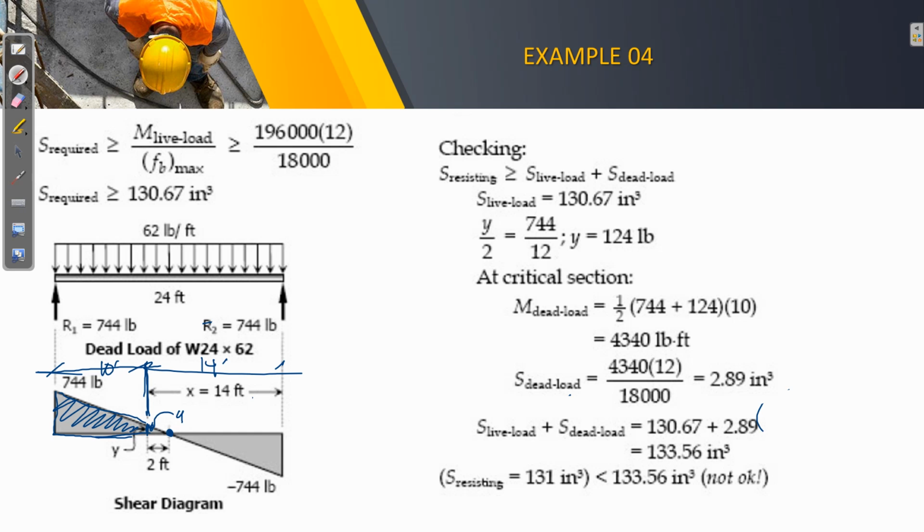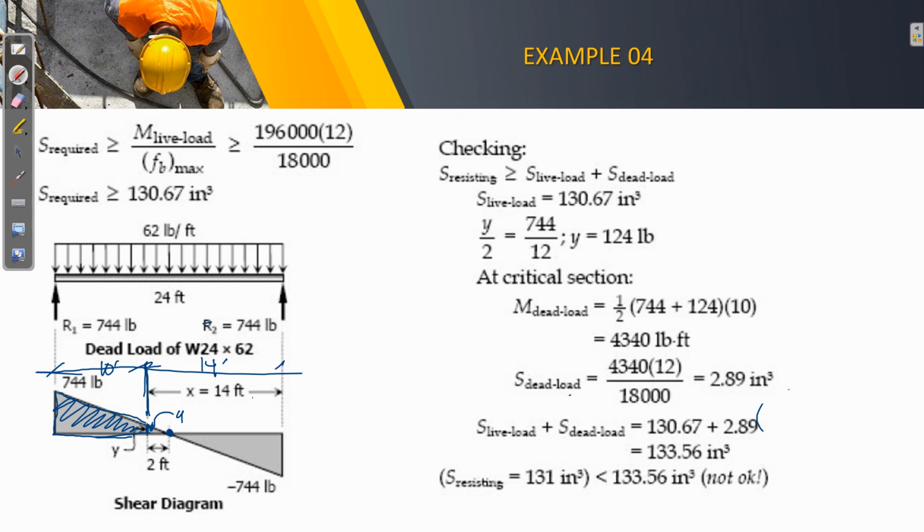So we can say that y is 2 feet, because this is 10, so this is the half, the remaining is 12 minus 10, that is 2 feet. So y is to 2 for the smaller triangle is equal to the larger triangle, 744 all over 12 feet, or the half of 24. So by cross multiplication and manipulation, we have y is equal to 124 pounds.